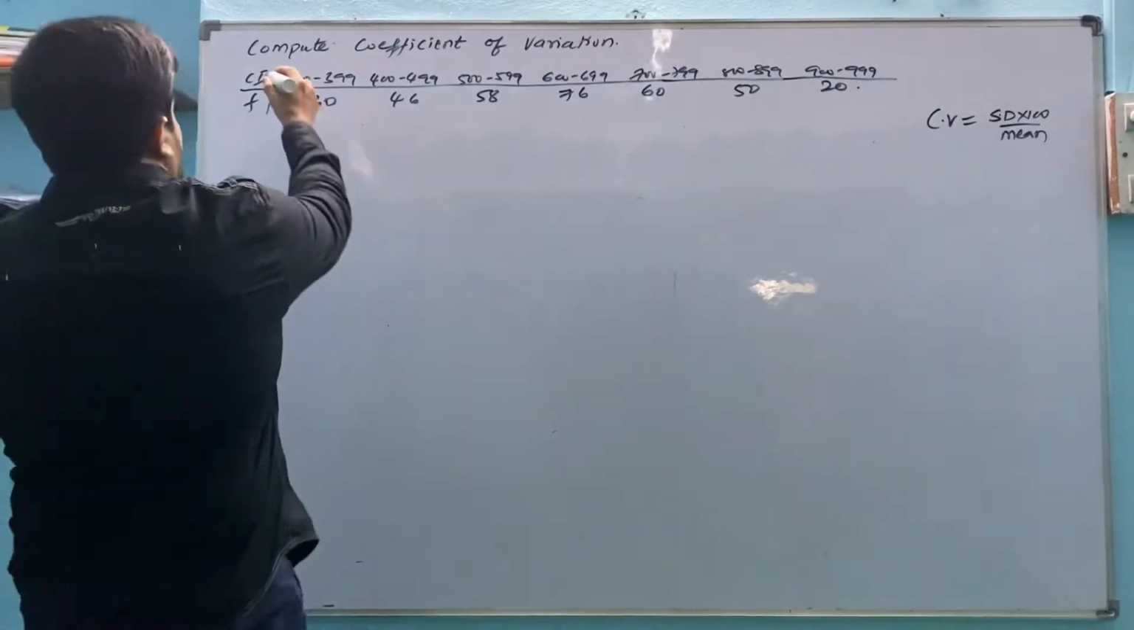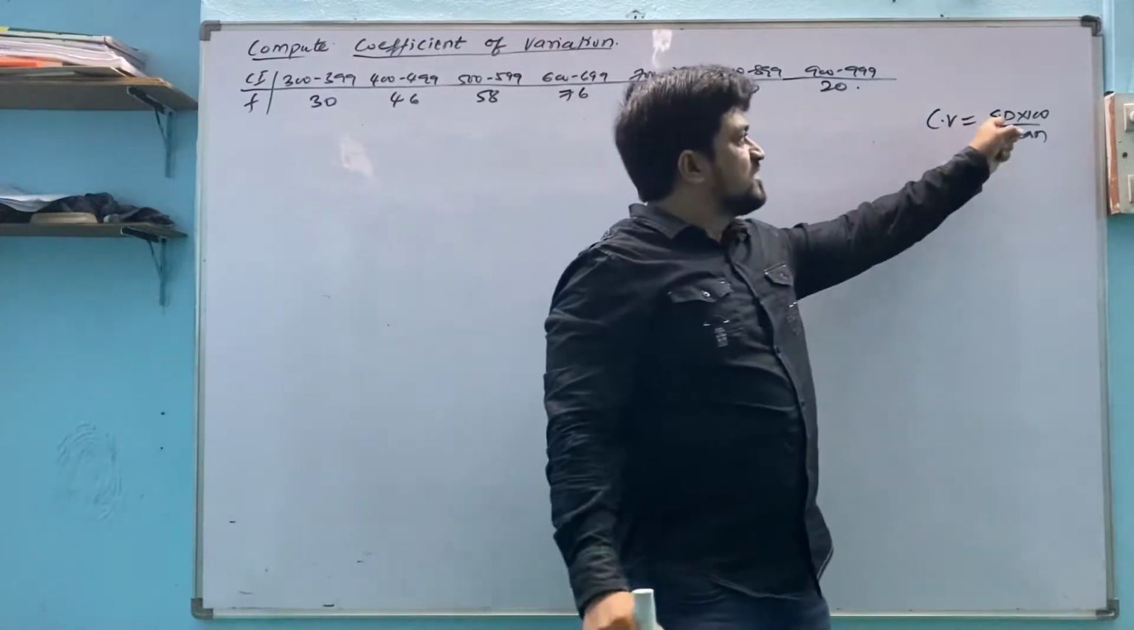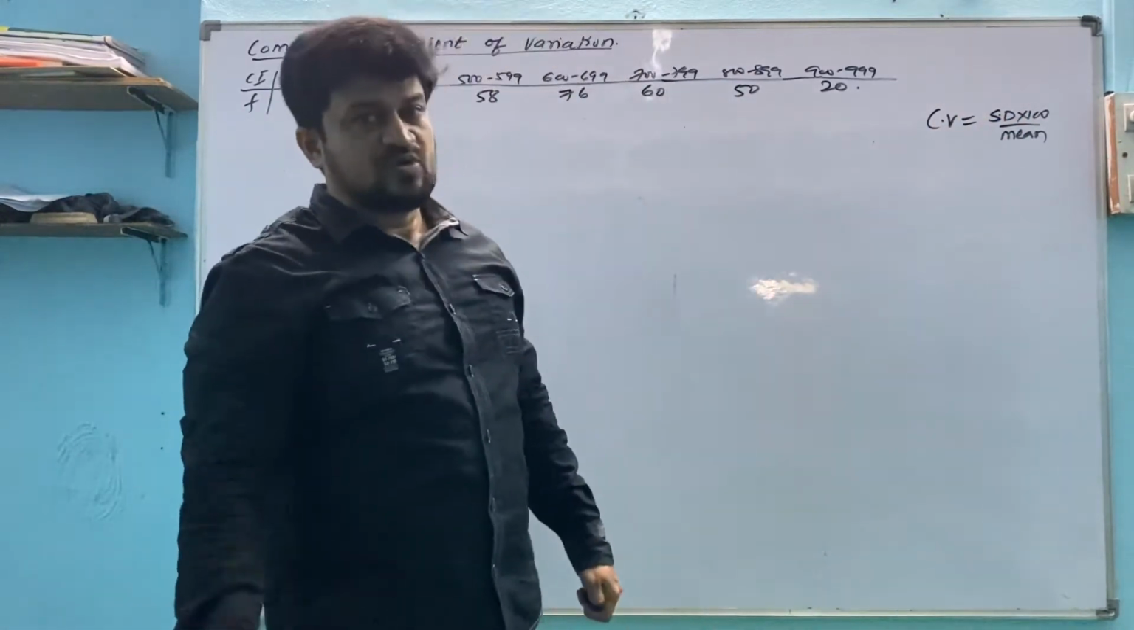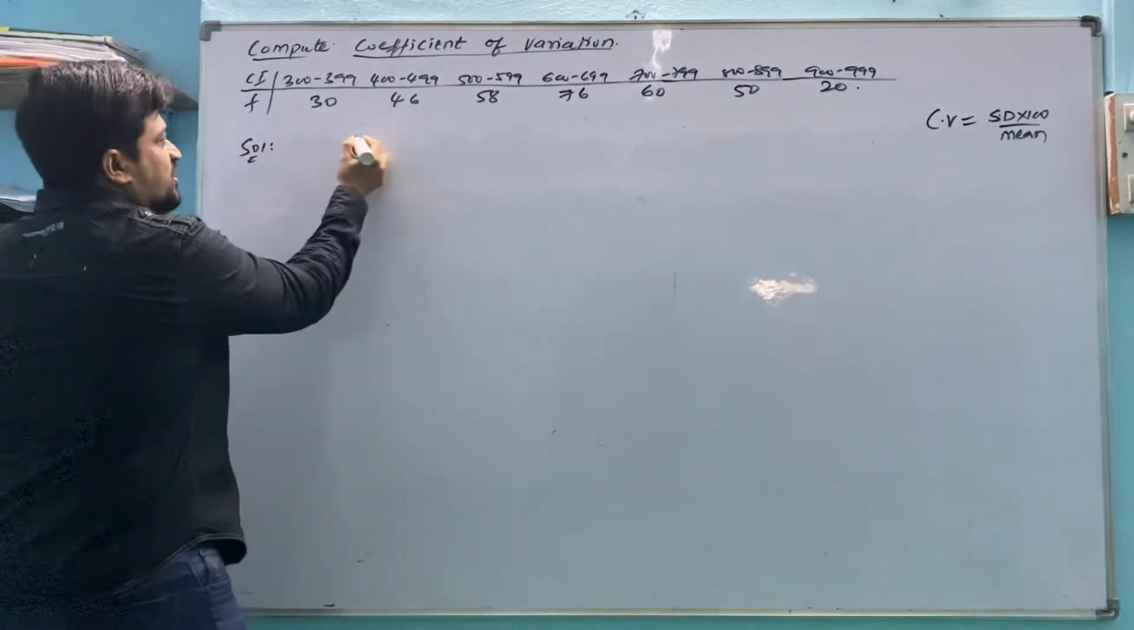So we need to compute this, we need to find coefficient of variation. What is the formula for coefficient of variance? Standard deviation into 100 by mean. So standard deviation columns you should know. What are the columns of standard deviation? 7 columns are there, which you need to learn by heart.